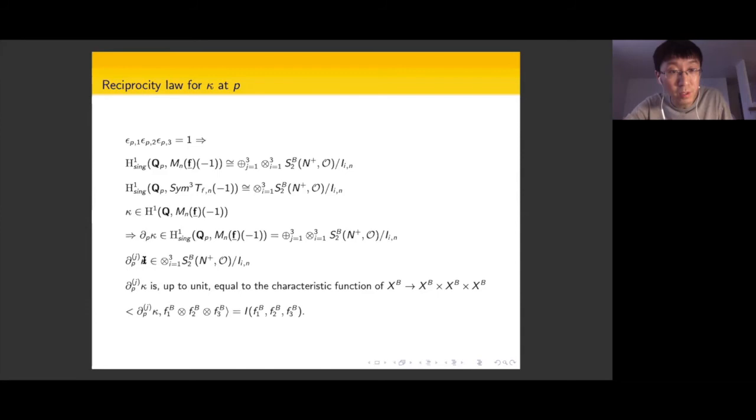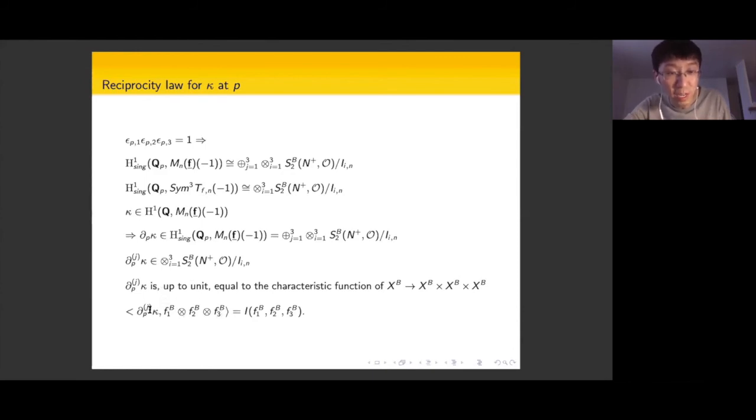Since this kappa, remember, is given by the diagonal embedding of the Shimura curve into three copies of the Shimura curve, it's not hard to imagine that when you pass to the component group, this partial P upper J is, up to a unit, given by the diagonal embedding of the component group into three copies of the component group, which gives you the characteristic function of the Shimura set into three copies of the Shimura set. And then you plug this definition into the pairing I discussed.